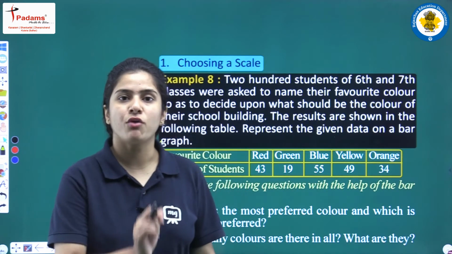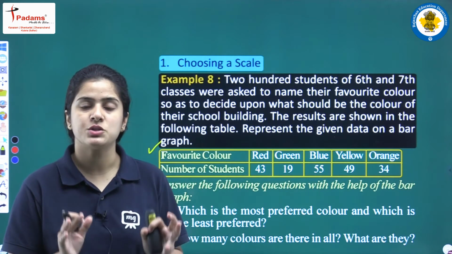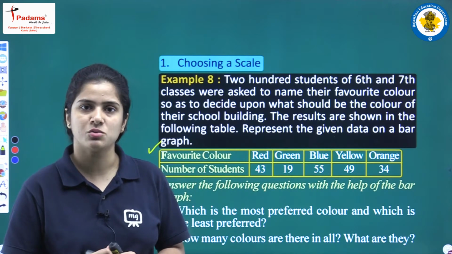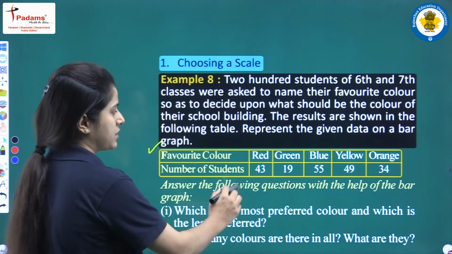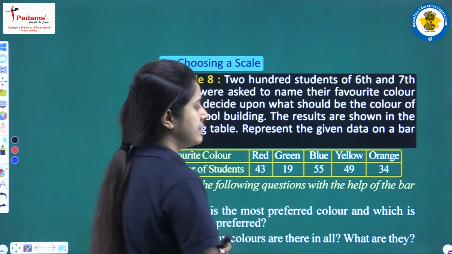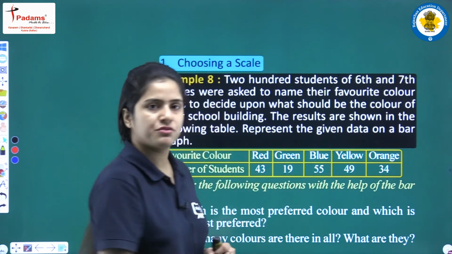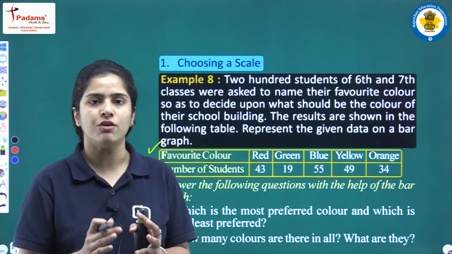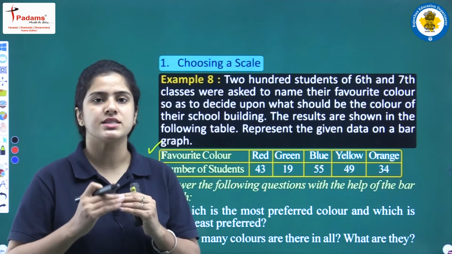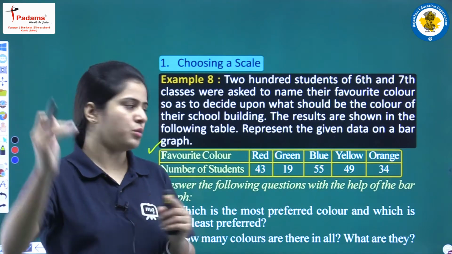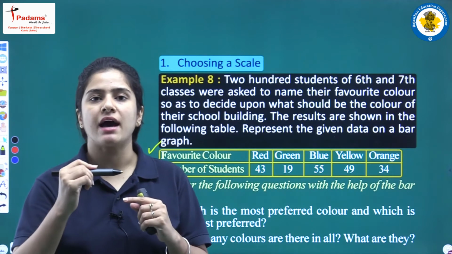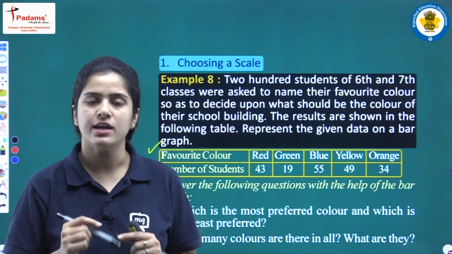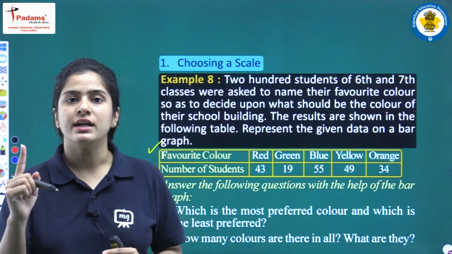But students, before making a bar graph, we need to select a scale. Have a look at this table. The least value is 19 and the maximum value is 55, right students? So we'll choose a scale starting with 0, and the maximum value will be greater than 55. So we'll take 60 and we'll have a margin of 10 units each. So 1 unit will be equal to 10 students.